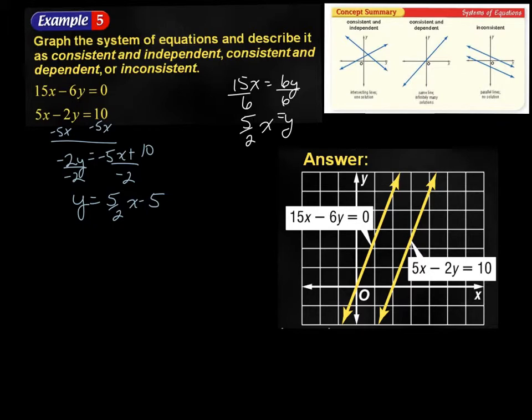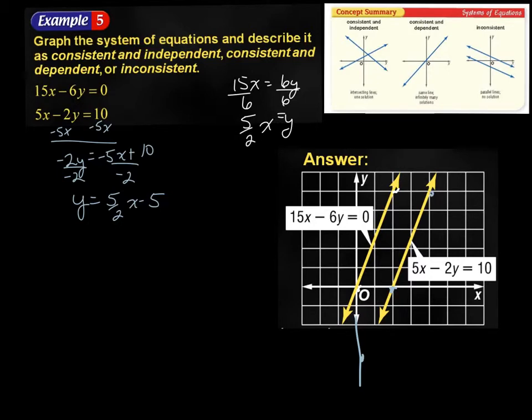So for the first equation, we had a y-intercept at 0, and we're going up 5 over 2 to get to our next point. The second line had a y-intercept of, nice, negative 5, which you can't see on the graph. And from there, we're going up 5 over 2. That's where we should be. Up 5 over 2. Lovely.